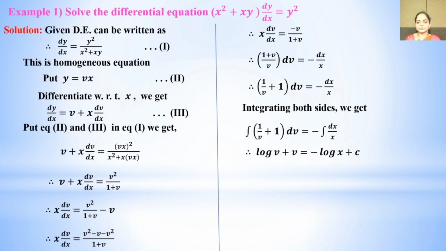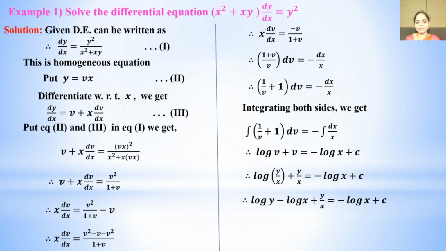Now we resubstitute the value of v as y upon x. We get log of y upon x plus y upon x is equal to minus log x plus c. We know that log m upon n is equal to log m minus log n. Now we use this formula in the term log of y upon x. So it becomes log y minus log x plus y upon x is equal to minus log x plus c.